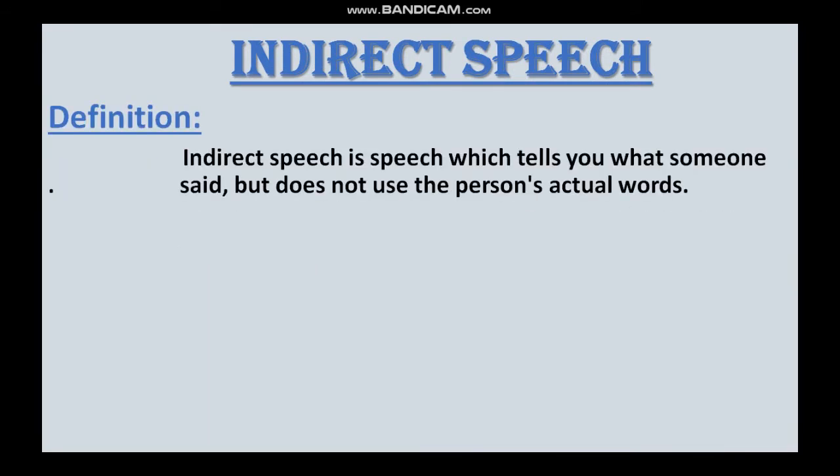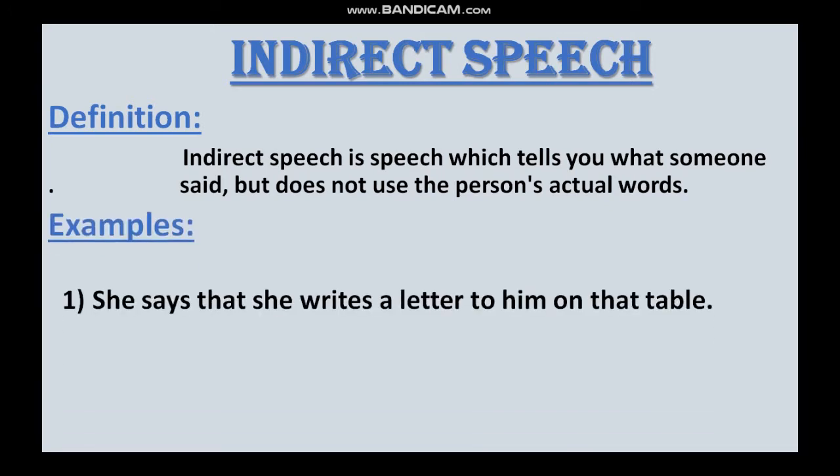So students, I move towards the second part, indirect speech. What is indirect speech? Students, the original message which the person conveyed to another person but in different words is called indirect speech. It means that we use different words in order to convey the same message of the person. For example, she says that she writes a letter to him on that table. I haven't used any inverted commas here because it is indirect speech. It means that I have conveyed the same message but I have used different words.